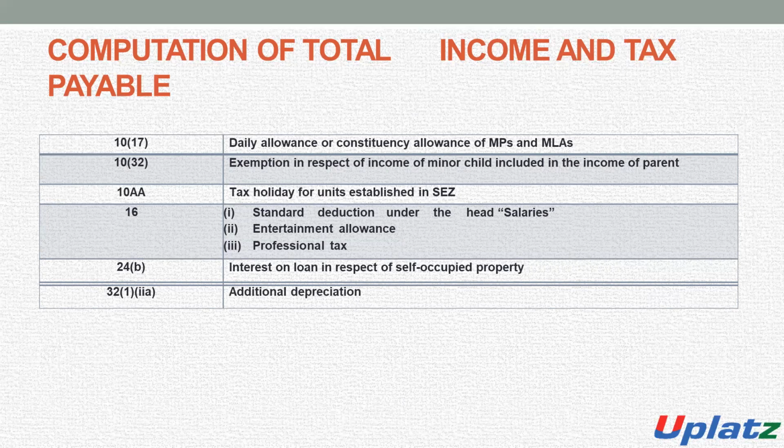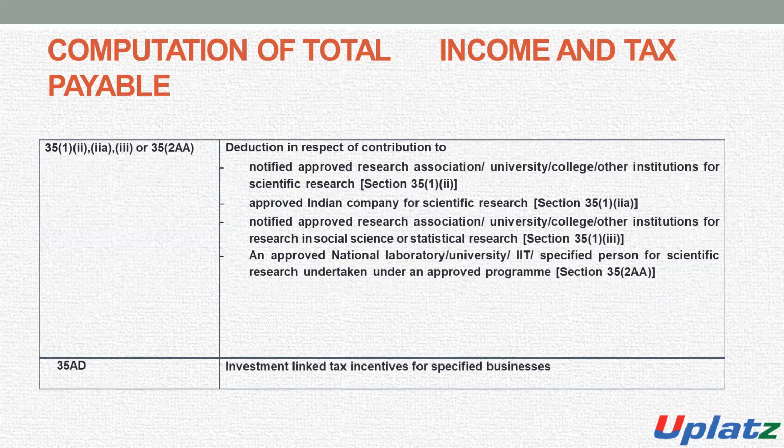Section 24 subsection B, interest on loan in respect of self-occupied property. As per the provision of house property, the assessee will be eligible to take the deduction in respect of interest on borrowed capital. In the case of self-occupied property, it will be maximum 2 lakh rupees. But if the assessee follows the concessional rate of income tax, then the deduction under section 24 subsection B will not be available. Section 32 subsection 1 clause 2nd A, additional depreciation, will not be available.